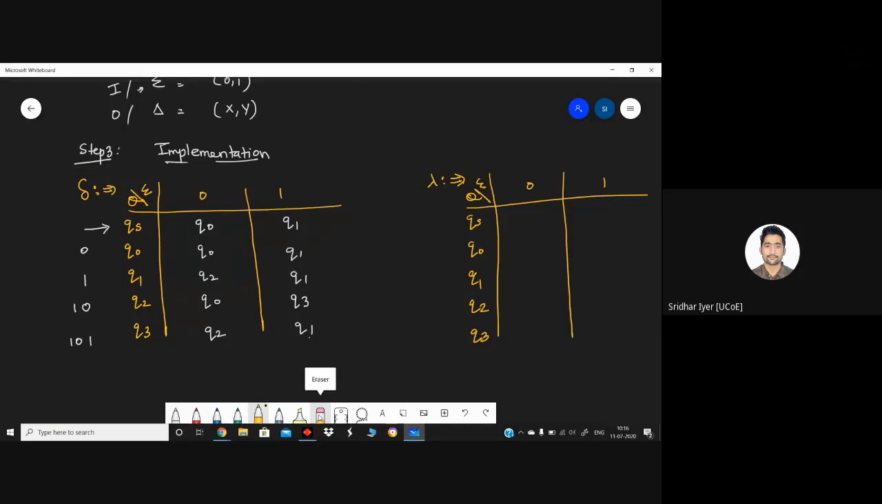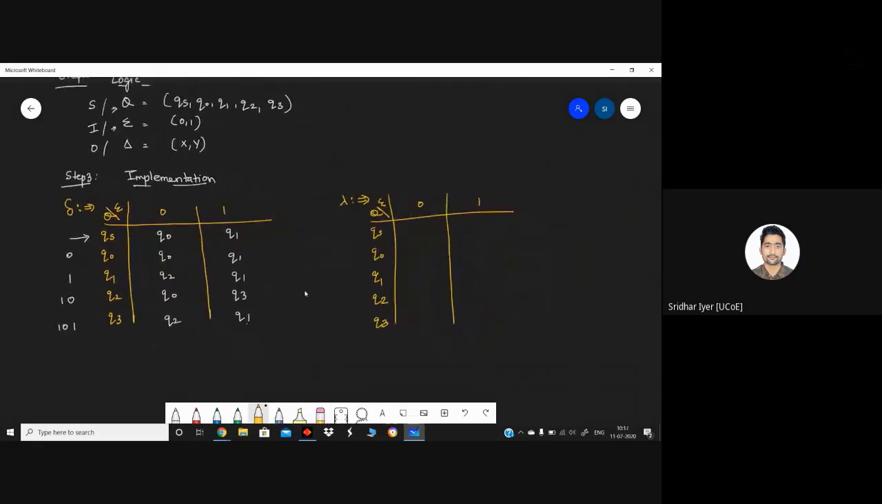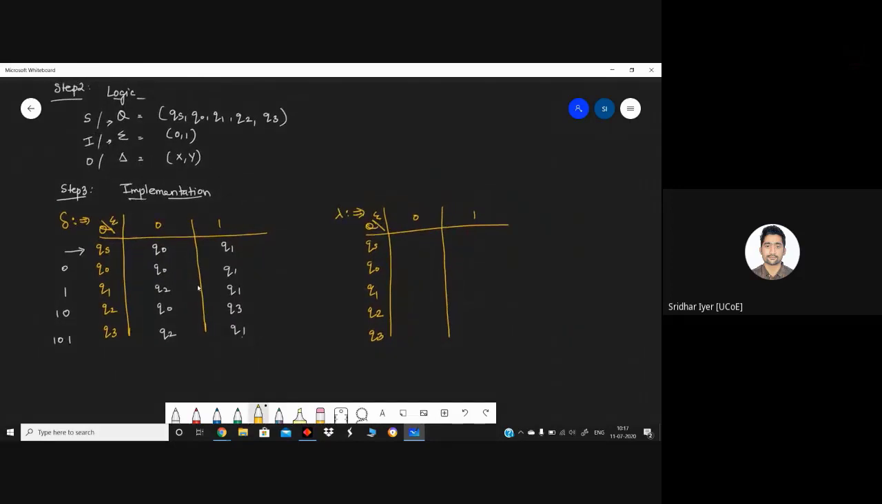Let me read some questions. So we cannot take the state 0, 0 from Q0. Exactly what is the question? I'm not getting it. Kindly elaborate, please. Ritwik, kindly elaborate or else I can move ahead because I'm not getting what exactly you're asking.